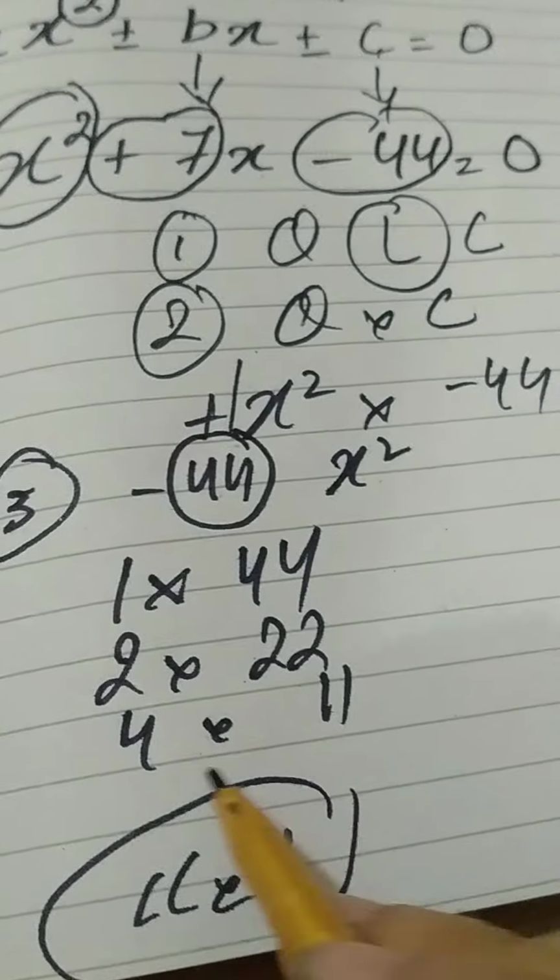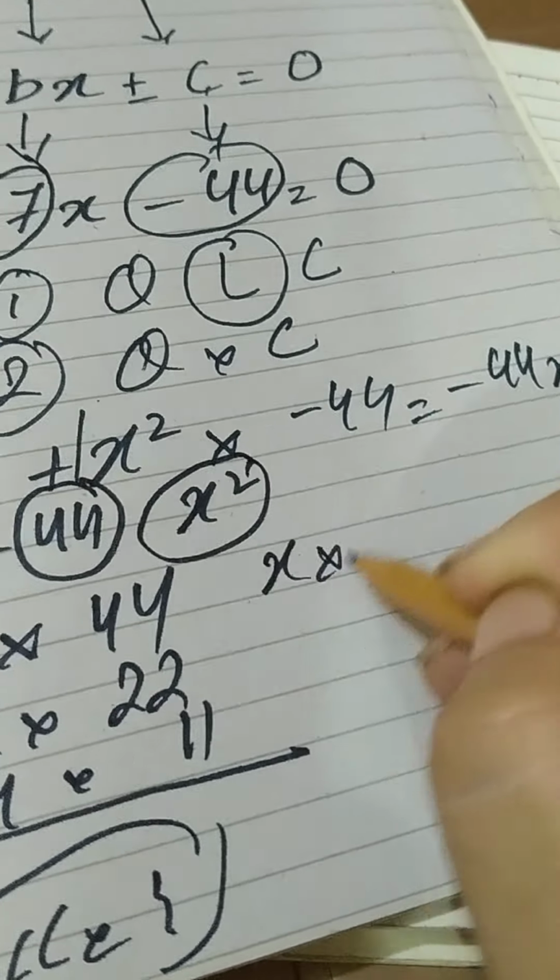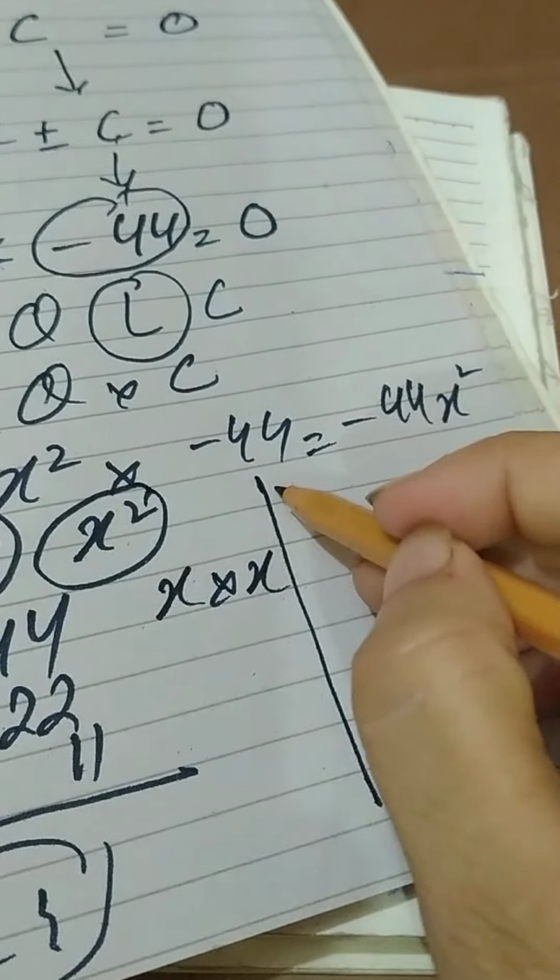So when it is repeating, we stop factorization, guys. After this, what is the factor of this x square? The factor of x square is x into x. Now guys, step number 4.